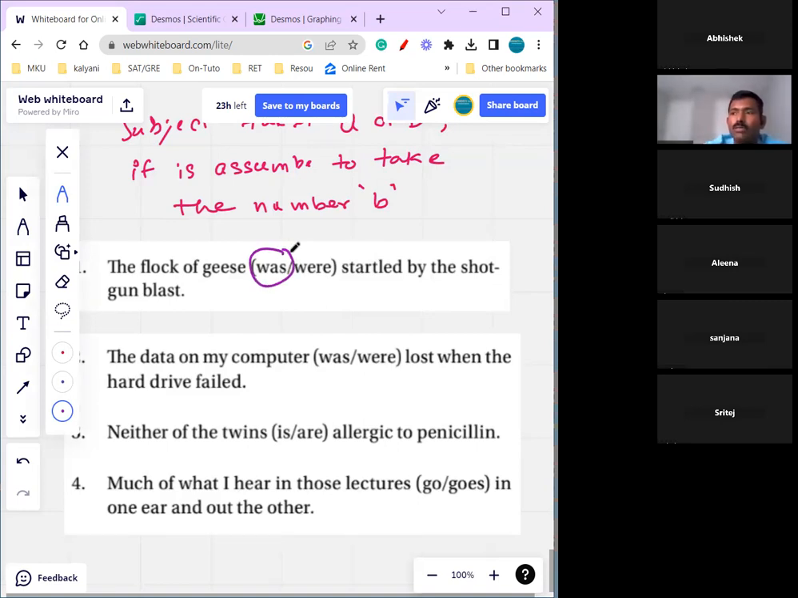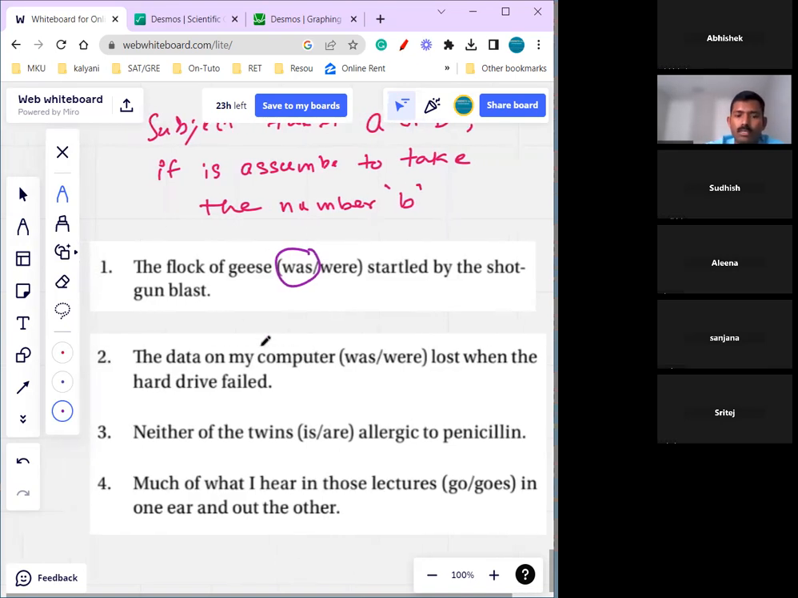Okay, let's go one by one. Then you guys can answer this. The flock of geese, even though flock means a group of birds, is one group. So anytime you have a flock, it's one object, or singular. So you're going to use "was" for this one. All right, next one, let's do number 2.